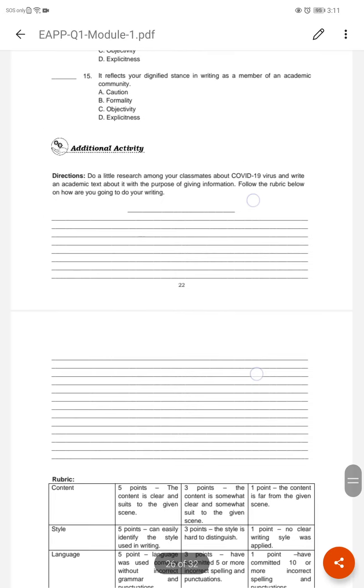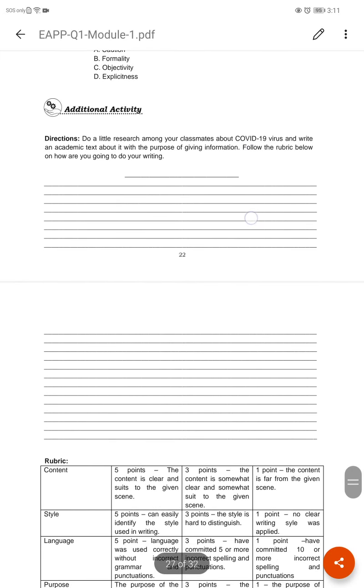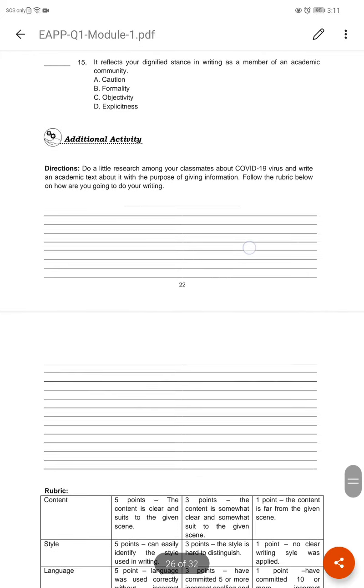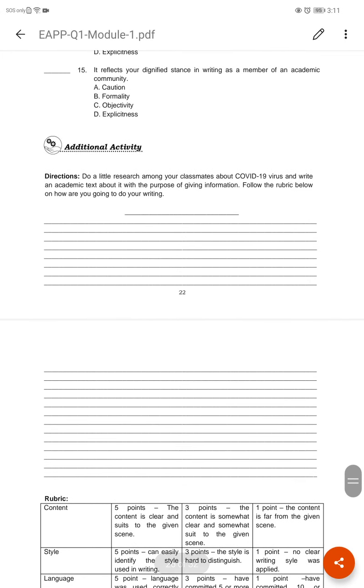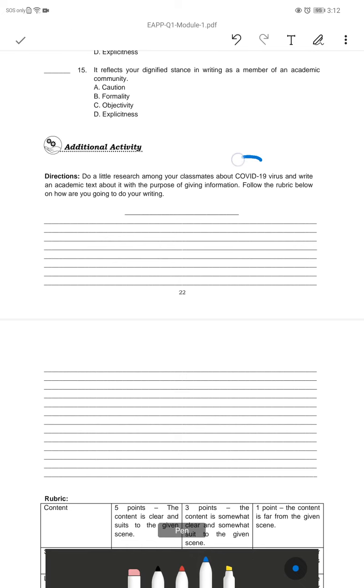And then for our last activity, our additional activity, do a little research among your classmates about COVID-19. But since you are not with your classmates, you will be doing the research alone. So do a research alone about the COVID-19 virus, and write an academic text about it with the purpose of giving information. Again, our purpose here is to give information.